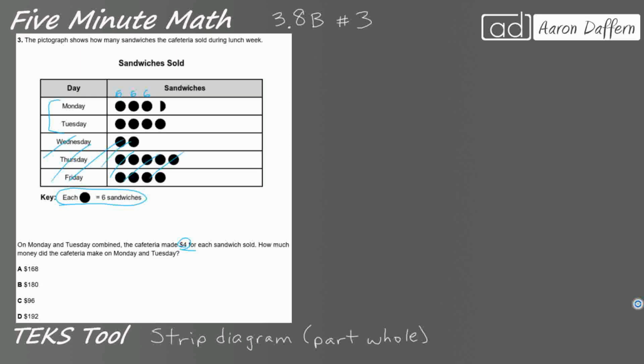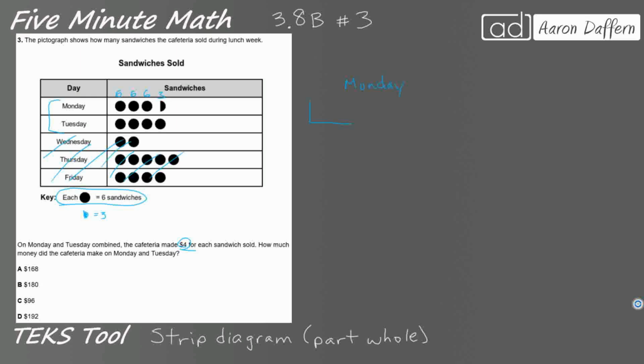Now, I've got a half a circle on Monday. So we need to take half of 6. They never give you how much half of it is. You need to do the math on your own. But let's say that's a half. Half of 6 is 3. So we need to know that this is a 3. So let's make a strip diagram to show what we have for Monday.